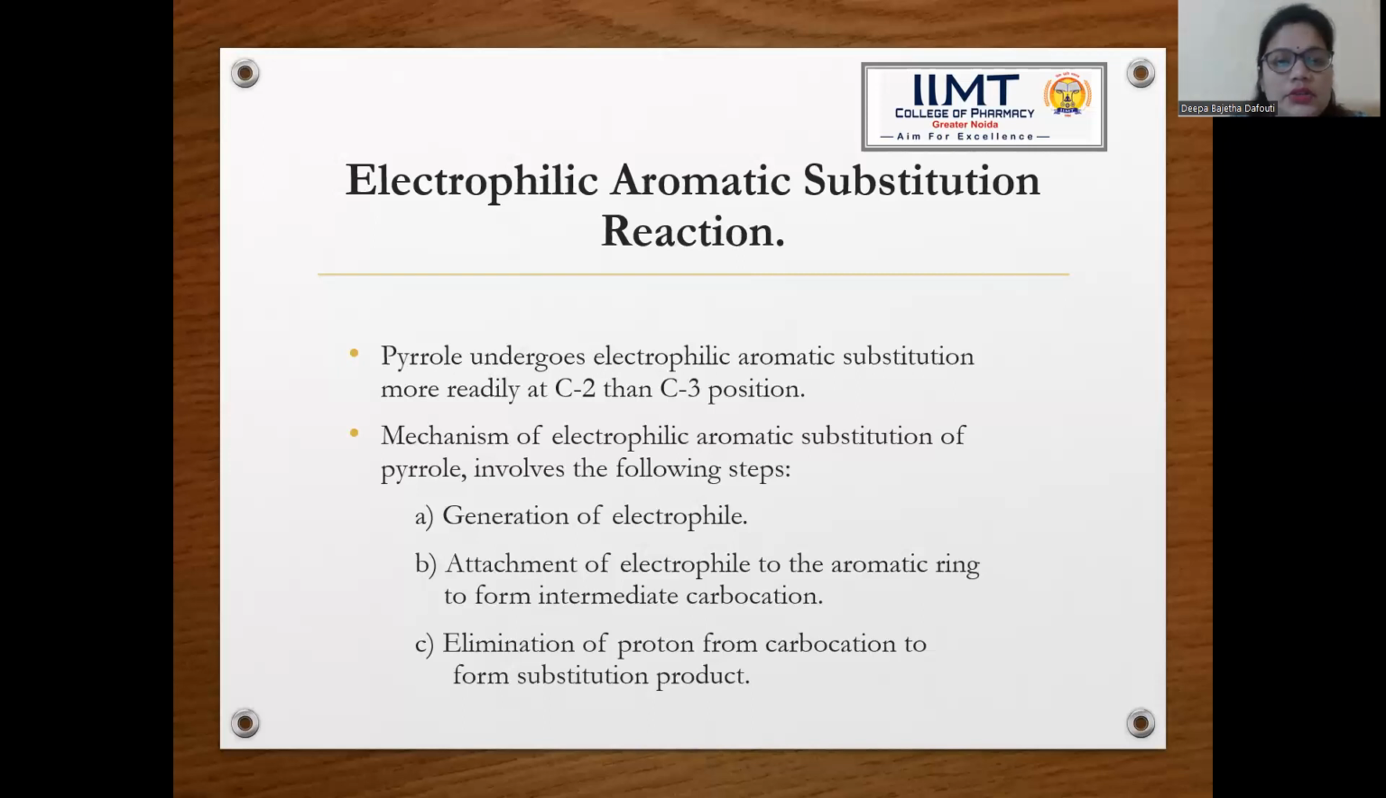Pyrrole undergoes electrophilic aromatic substitution mainly at carbon 2 and, more rarely, at carbon 3. The mechanism of electrophilic aromatic substitution of pyrrole involves the following steps. First one is generation of the electrophile. Second is attachment of the electrophile to the aromatic ring to form an intermediate carbocation. And third one is elimination of a proton from the carbocation to form the substitution product.